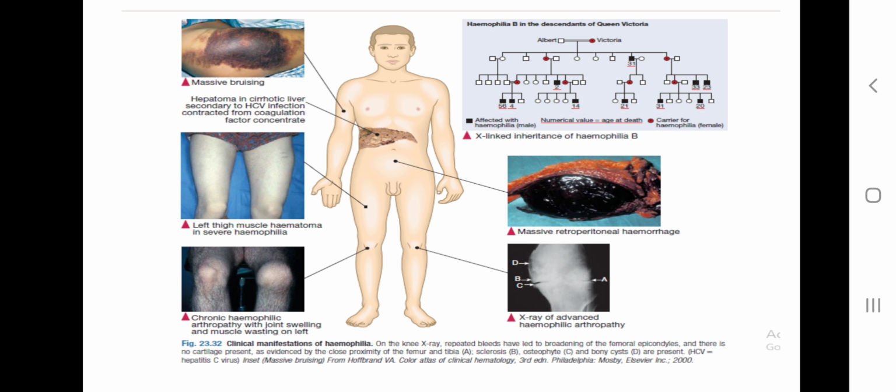The picture above shows a left thigh muscle hematoma. Because these patients will require recurrent transfusions or infusions, they are prone to bloodborne infections like hepatitis C. The picture shows a hepatoma in a cirrhotic liver secondary to HCV infection. So they are at risk for HIV, HBsAg, and HCV because of recurrent transfusions. Massive bruising can also happen, as spontaneous bleeds can occur in severe hemophilia.